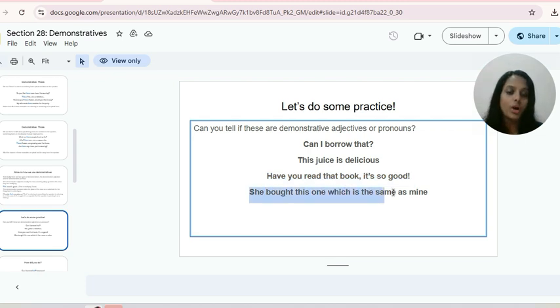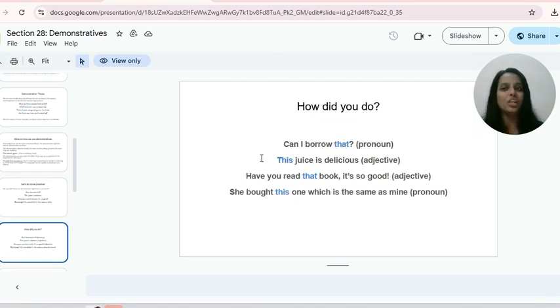She bought this one, which is the same as mine. So now your job is to identify whether the demonstratives given here are adjectives or pronouns. Once you're done, you can check the answers in the next slide. How did you do? Hope you got them right.